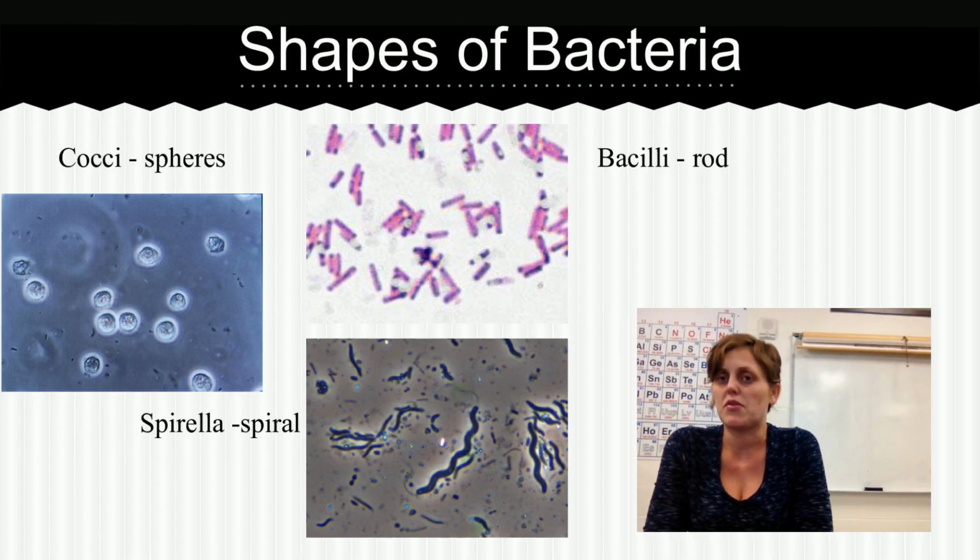Bacteria generally come in 3 shapes. They come in sphere-shaped, rod-shaped, or spiral-shaped, which you can see here.